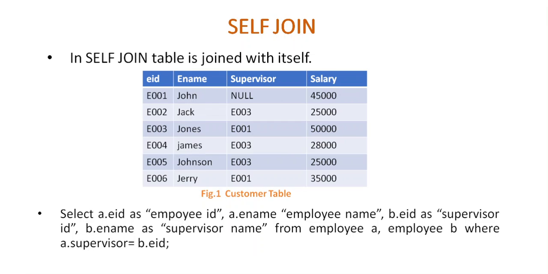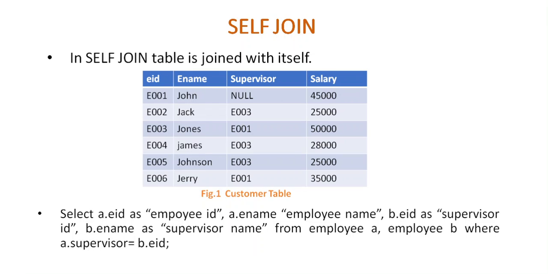So A dot ename as employee name. In the output you will get employee name as a caption, instead of ename. Then B dot EID as supervisor ID. Here we have only one employee ID, but we are treating that employee ID as two: one is the employee ID of the employee and the second is the employee ID of the supervisor. That's why I have written B dot employee ID as supervisor ID, B dot ename as supervisor name, because we have a single name attribute and we want to treat this employee ID and ename, each single attribute, as a double attribute, as two attributes.